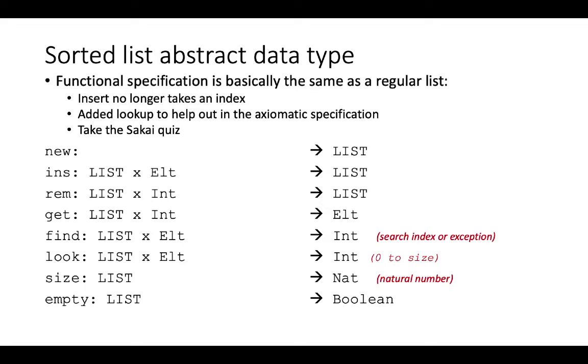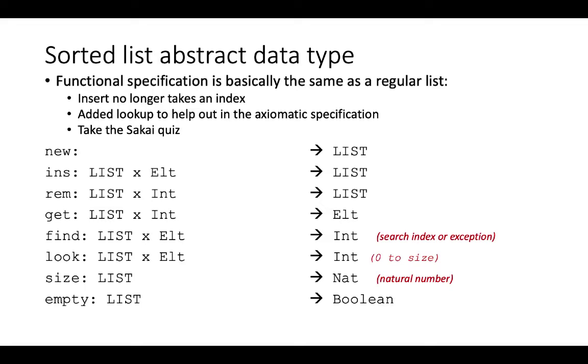This one's new. So this one we're going to add to our sorted list: a lookup function that says you give me a list and an element that may or may not be in the list right now, but I will tell you what index it should go in, or it would go in if it was in the list. In other words, I don't know if this element is there, but I'm going to compare it to the other elements in the list, and I will tell you where this element would belong if it were in this list.